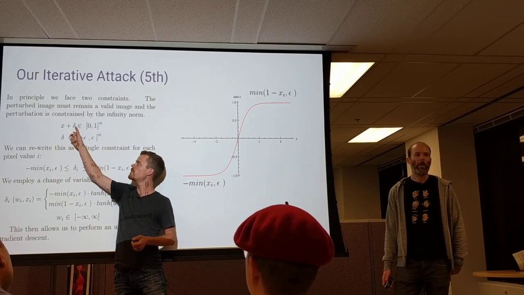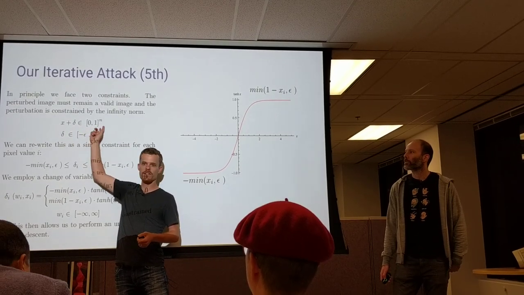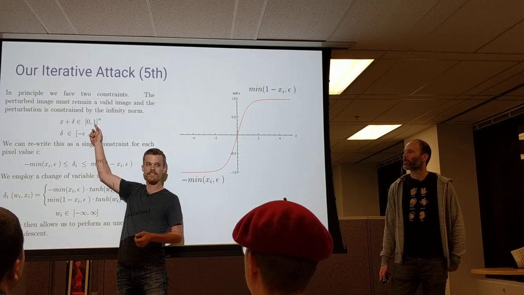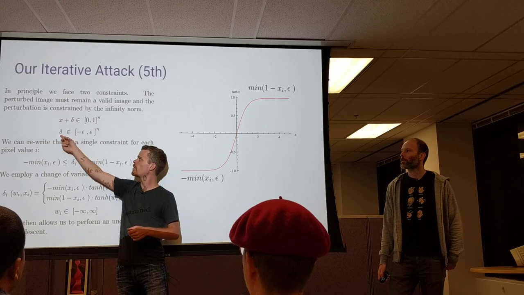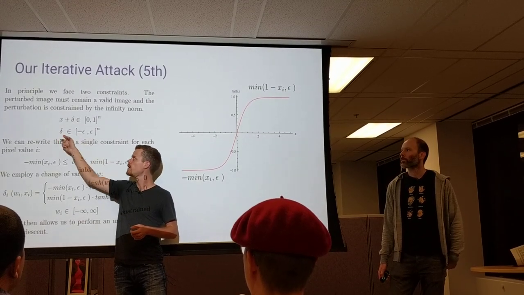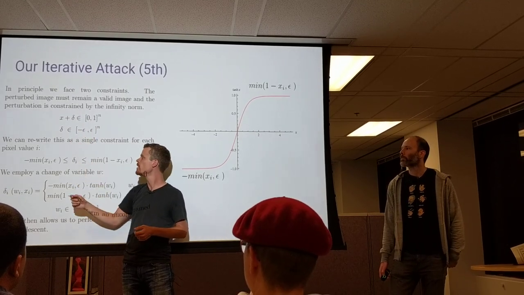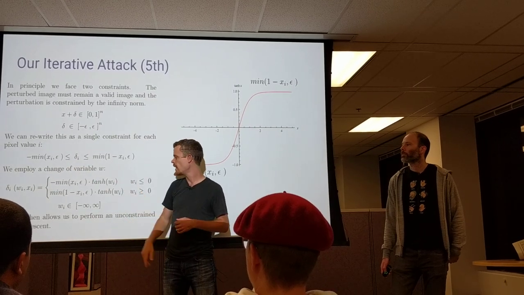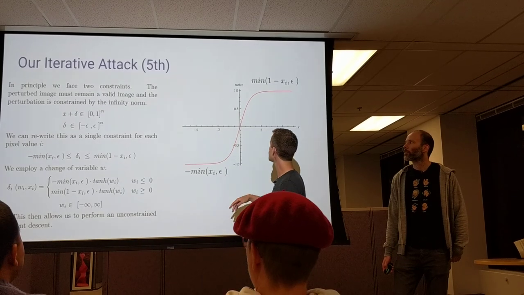So this is my image and this is my change. And I'm not allowed to make it so that the image is no longer valid. So if the pixel is already pure white, it's a 255 pixel, I can't push it beyond that. So there's one constraint. And then the other one is, of course, that I have this infinity norm constraint. I can't make a delta that's greater than minus epsilon. And it turns out, if you do the math, you can actually rewrite these as a single constraint. And I do a change of variable. If you're inclined to read the math, do, but otherwise, look at my pretty picture.